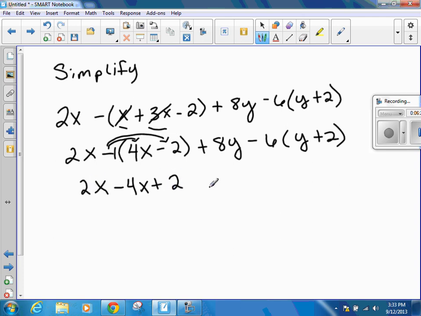Bring down that 2x, bring down that 8y. I simplified this by using my distributive property. I don't have any more parentheses. That was the whole point of using the distributive property, okay?